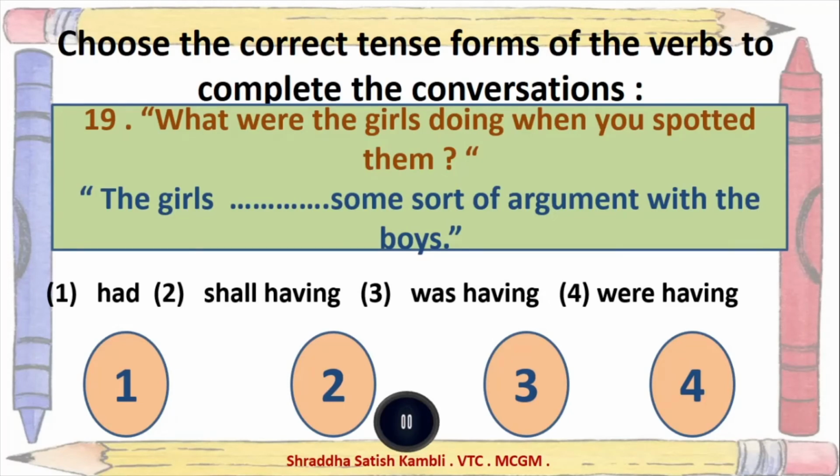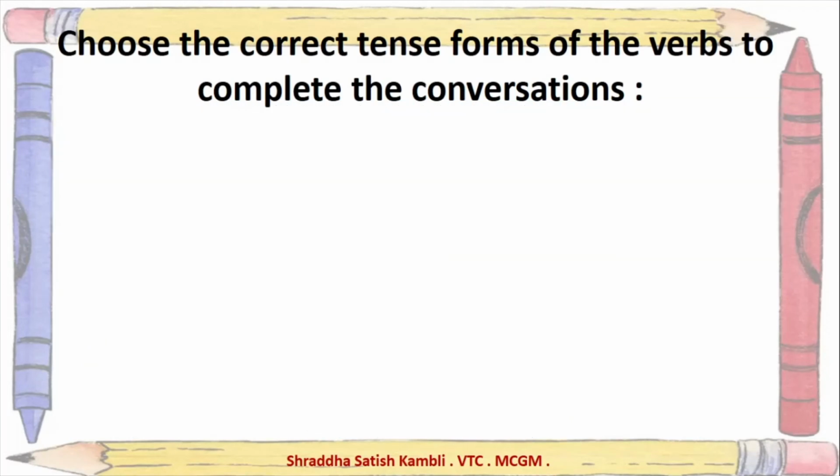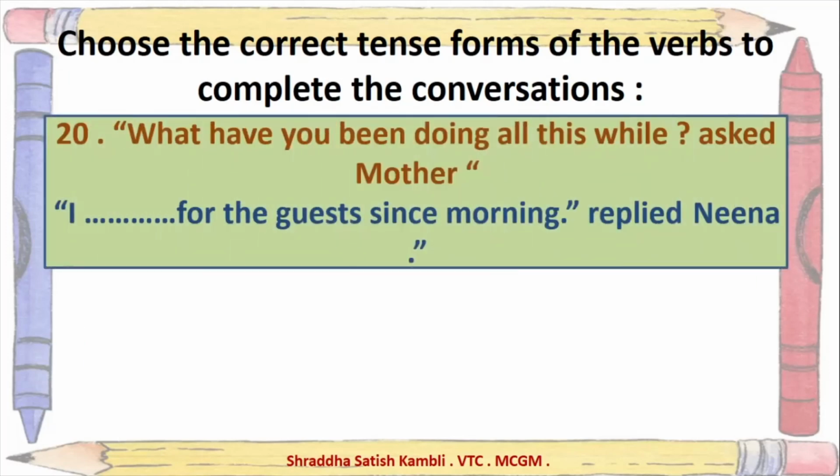And the answer is option number 4. The girls were having some sort of argument with the boys. And we come to the last example question in this particular lesson based on tenses. It is question number 20, and here is the conversation.